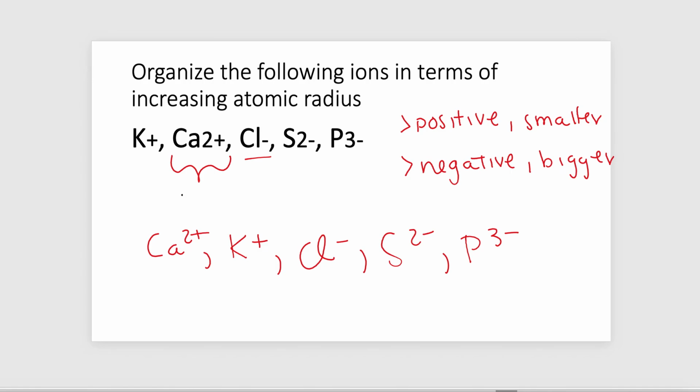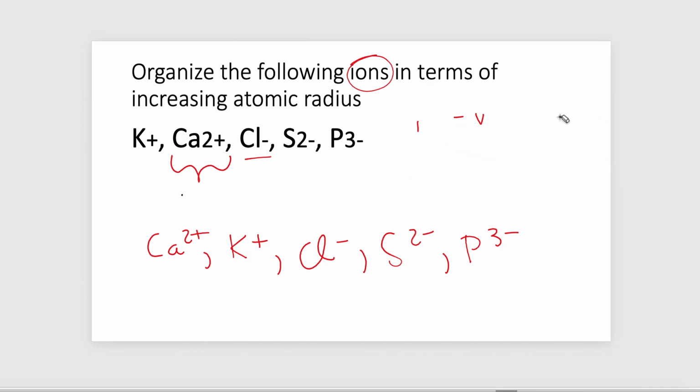So yeah, this is how you organize ions, guys. Always based off of positives. The more positive, the smaller. The more negative, the bigger. When we are talking about atomic radiuses. So now let's go on to the next slide.